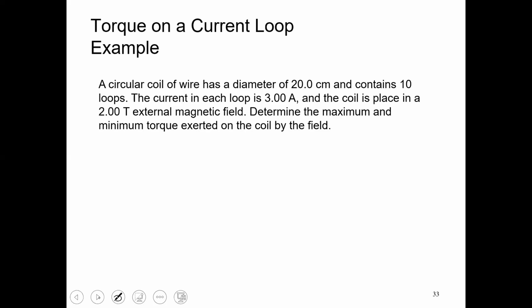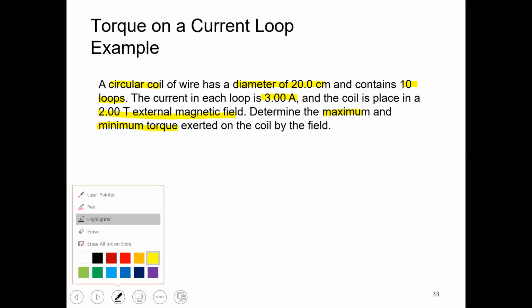Okay, so let's write down all the things we're given, what we know, what we're trying to find out, right? So we're given, I'm just going to use my highlighter for all this. We are given that we've got a circular coil, so that's going to help us with our area. We've got a diameter of that coil, and we've got a number of loops that it contains. We've got current, we've got an external magnetic field.